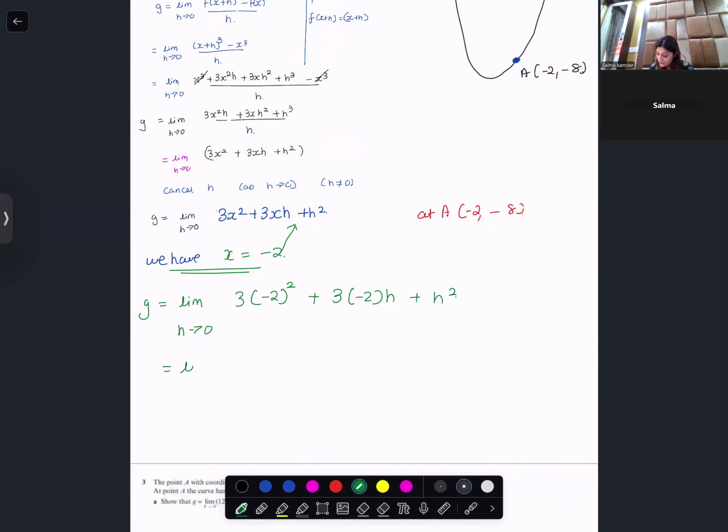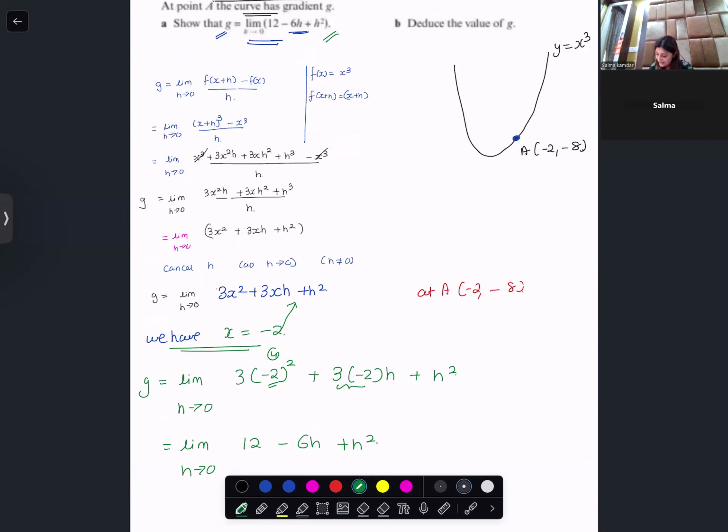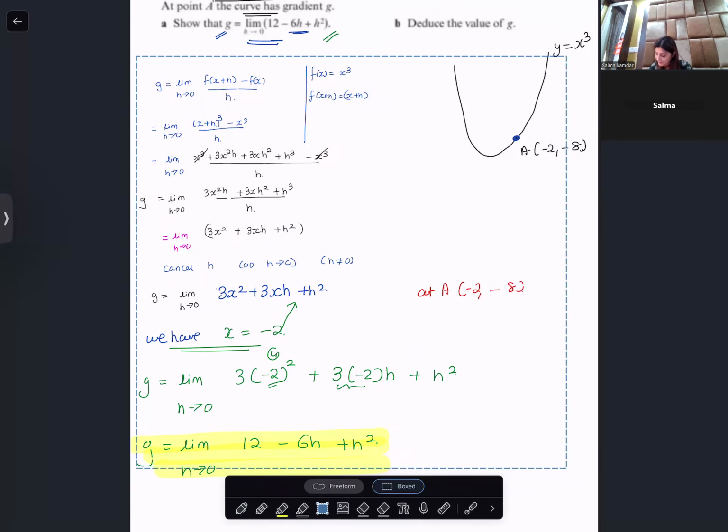So I am going to have limit h tends to 0. Minus 2 square is nothing but 4. So 4 into 3 is 12. 3 into minus 2 is minus 6h plus h square. And this is what exactly I had to prove. So I have proved that my g is equal to limit h tends to 0, 12 minus 6h plus h square. So this part is done.